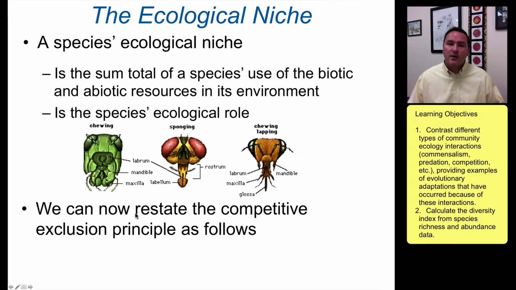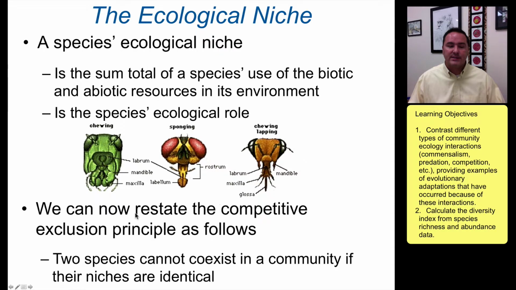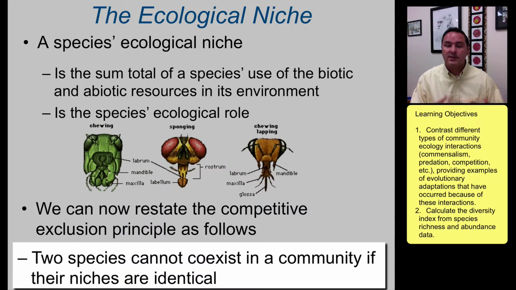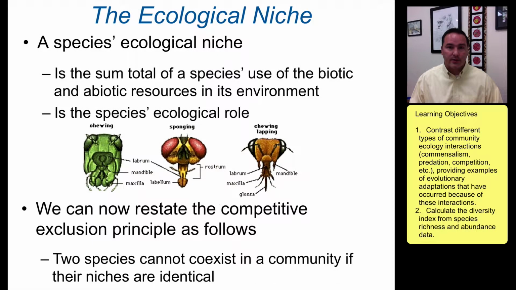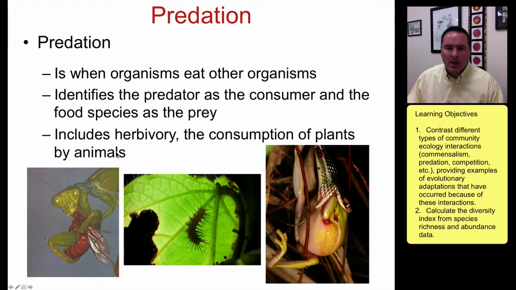So we can restate the competitive exclusion principle basically by saying that two species cannot coexist in a community if their niches are identical. Like those two paramecium species, one outcompeted the other. So if two organisms have the exact same niche, one is going to outcompete the other. So a lot of times what will happen is they will separate just slightly so that they have two separate niches. The next interaction, positive-negative, is predation.